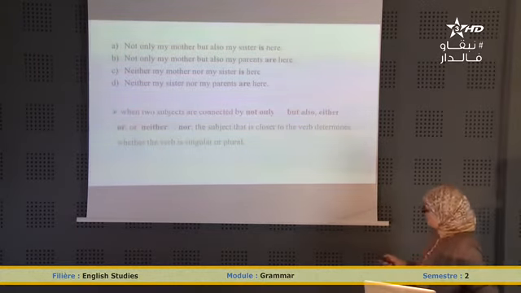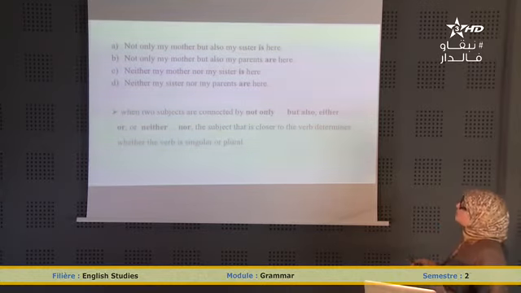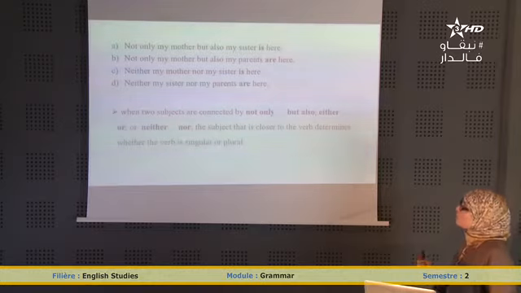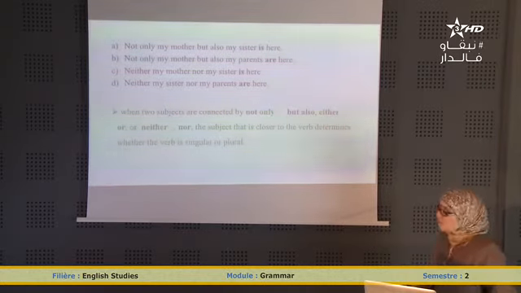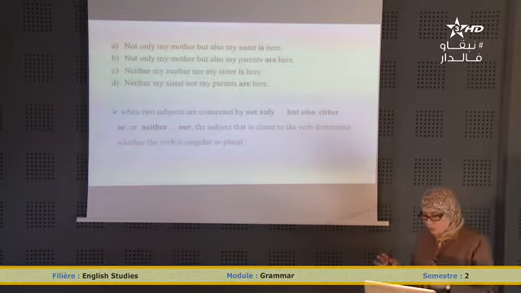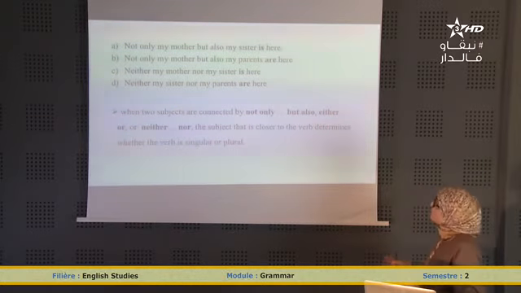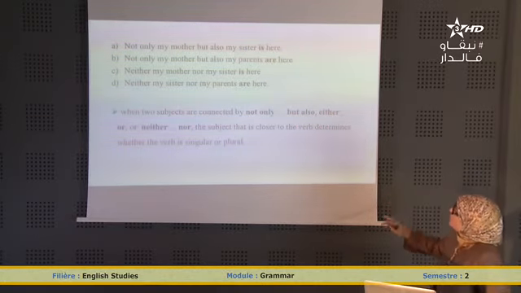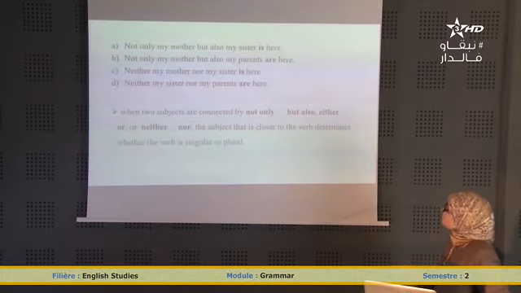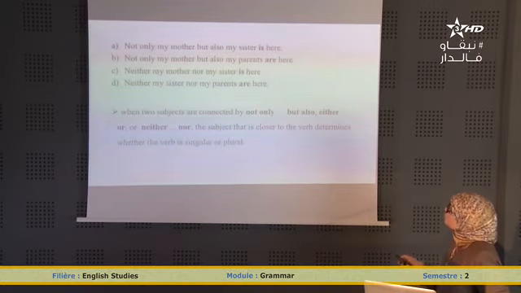So here is the rule. When two subjects are connected by not only but also, either or, neither nor, you see the paired conjunctions that we have, except both and. We already said that with both and, the verb is plural. Now, when two subjects are connected by not only but also, either or, neither nor, the subject that is closer, this is very important, the subject that is closer to the verb determines whether the verb is singular or plural.